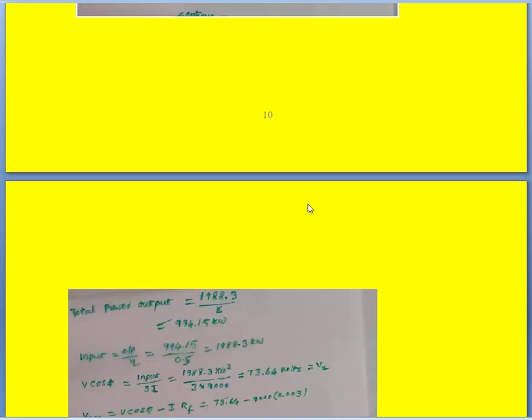Once we know this, we can calculate the input power from the efficiency formula, that is output divided by efficiency. Efficiency is given as 50%, so we write 0.5. So 0.9942 into 10 cube divided by 0.5 will give us 1988 kilowatts as the input to the furnace.